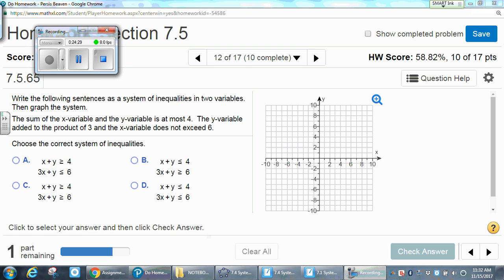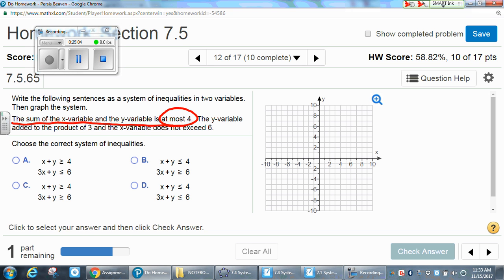For question number 12, our instructions say, write the following sentences as a system of inequalities in 2 variables, and then graph it. So this is a 2-part. So the first equation comes from the statement, the sum of the x variable and the y variable is at most 4. So we know obviously it's x plus y, right? But we're saying that it will be at most 4. So think about it. What will be the biggest number it could be? 4. So then it's going to be anything less than or equal to 4.